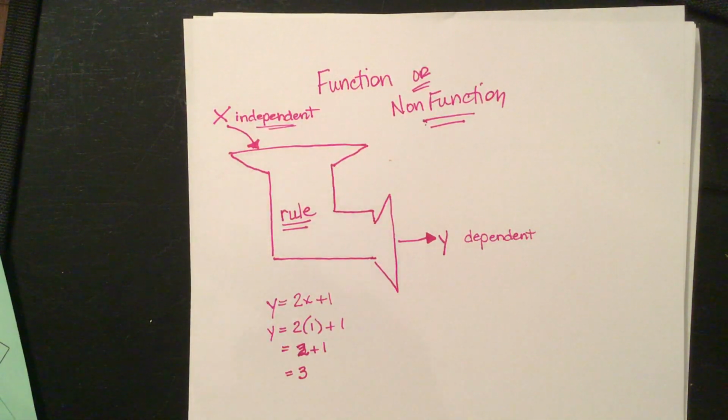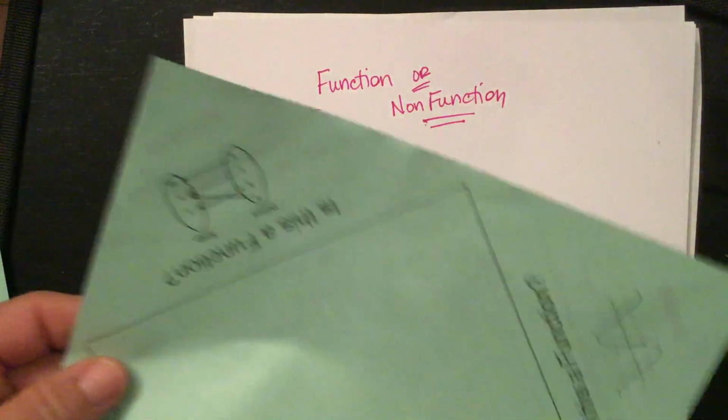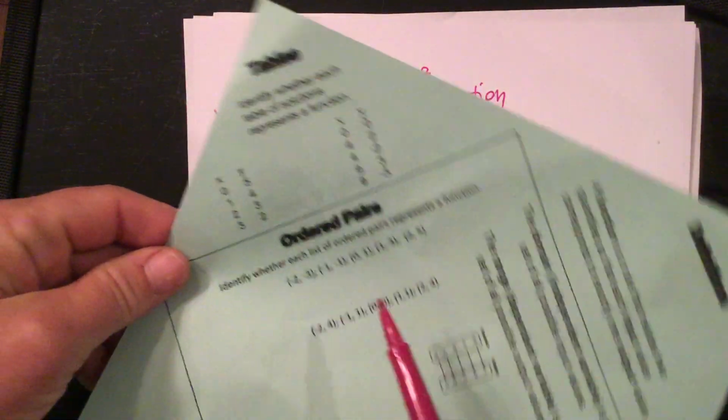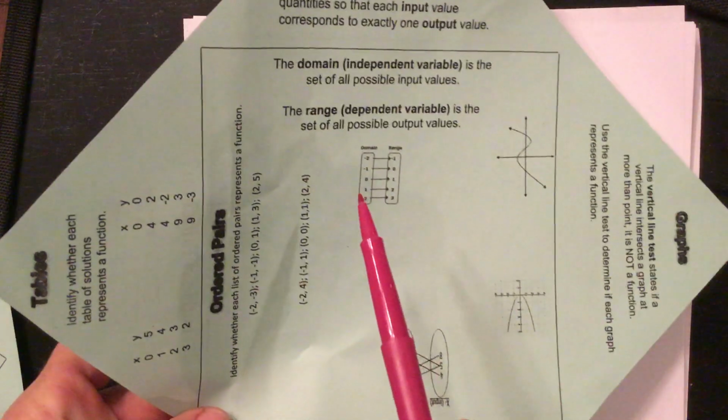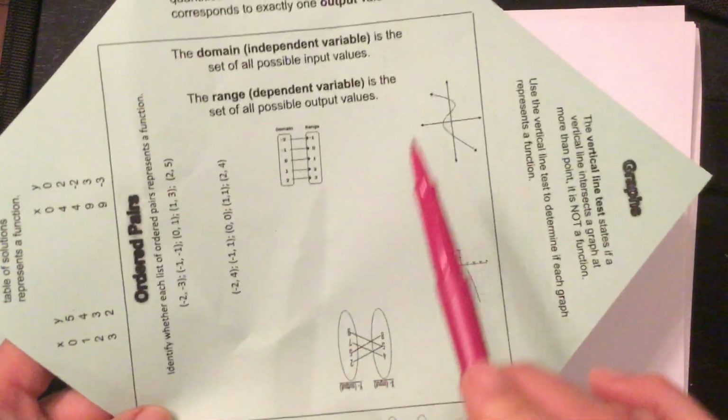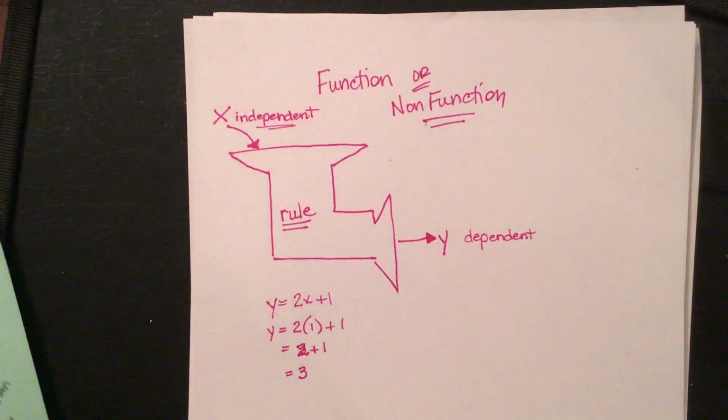We can look at it in different ways. On here, we might be given ordered pairs. We might be given a map. We might be given a graph, and we're going to go over each one of those, okay?